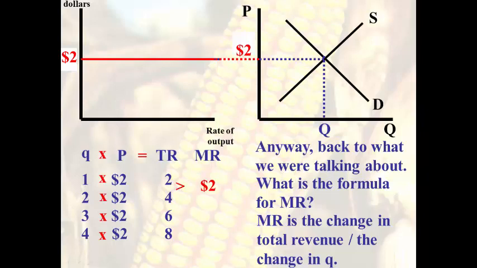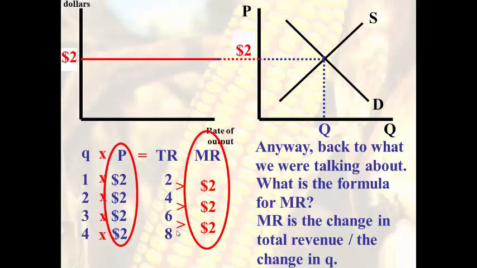The change here divided by the change here. The change in total revenue going from the second to the third unit is 2. Change here divided by the change here. If the change here is always 1, then it's just the change in total revenue. The change here then is 2. So at this point we know that 2 is equal to 2. So we know that P is equal to MR.